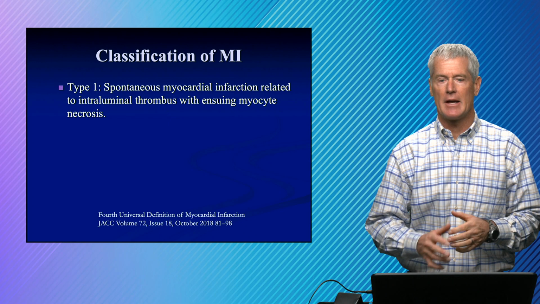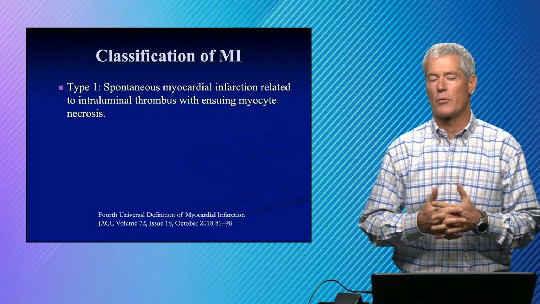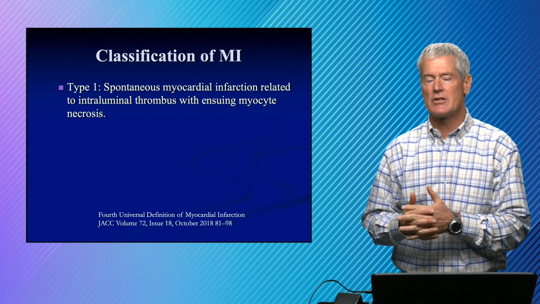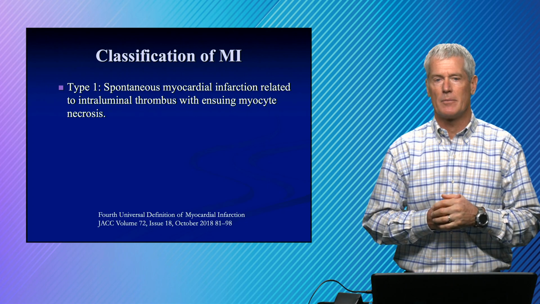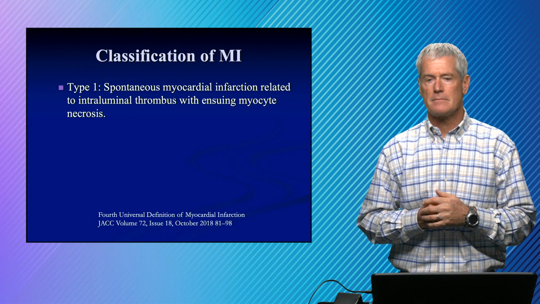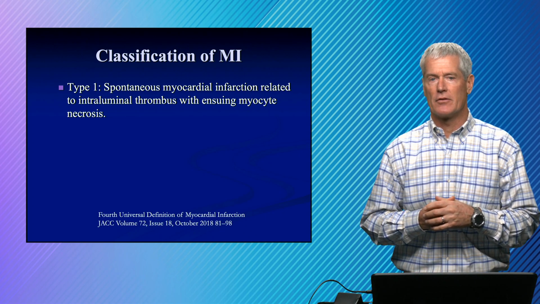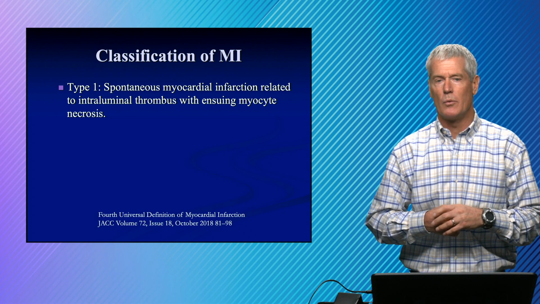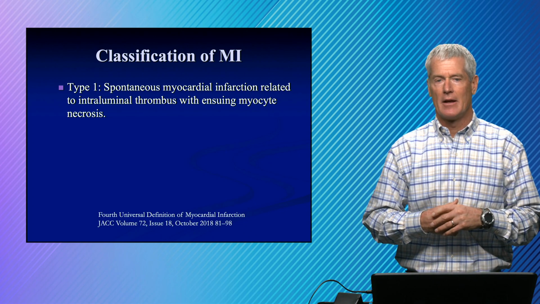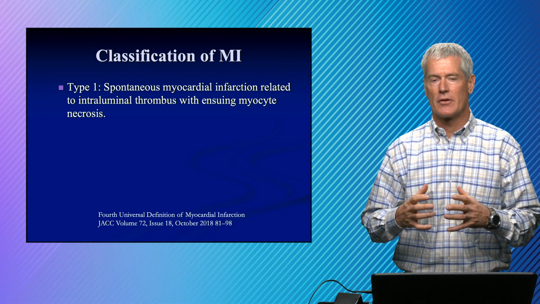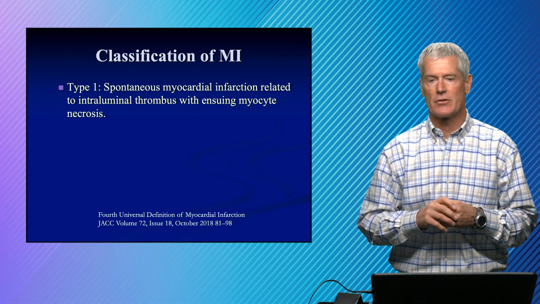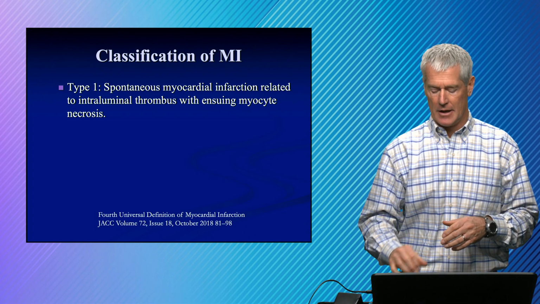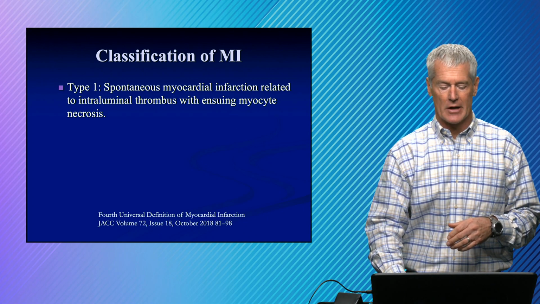We classify MIs as type 1 through type 5, and it's difficult to differentiate these classifications, at least type 1s and type 2s, but it is important because it does have a difference in how patients get treated. So type 1 is what most people typically think about when you have a coronary thrombus, a plaque rupture that blocks a vessel, so that your tissues downstream don't get oxygen and cells begin to die. So that would be a type 1 MI.